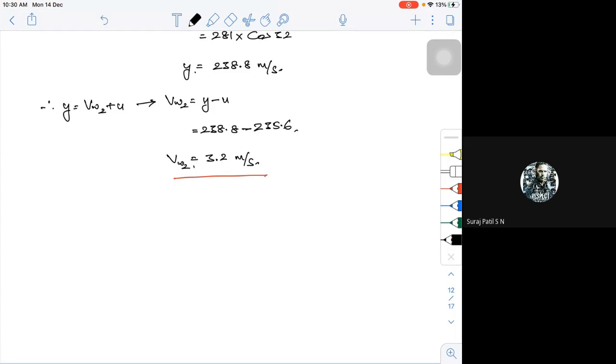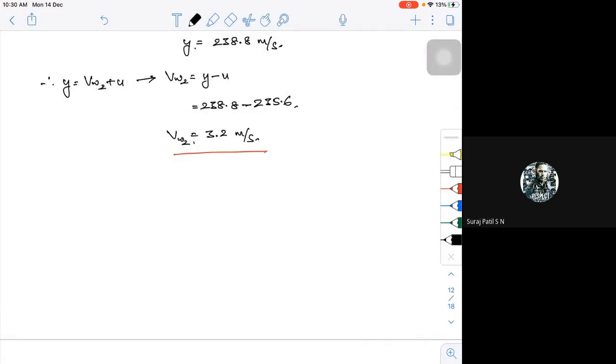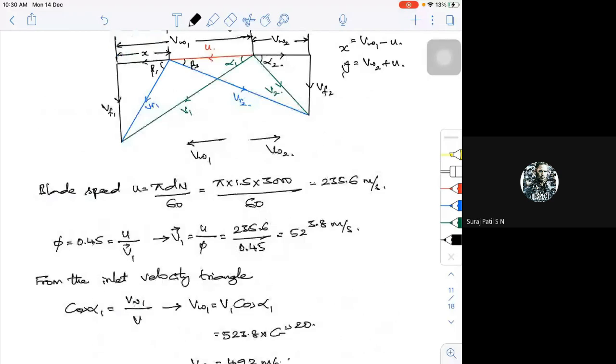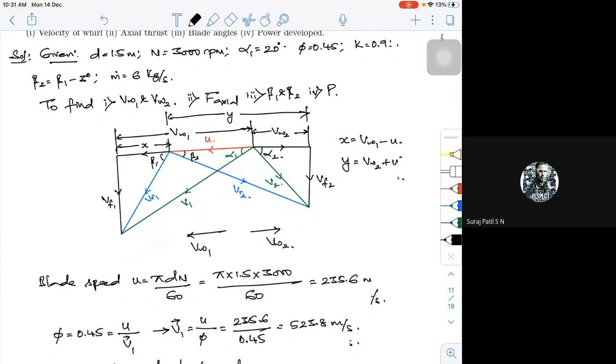Now, for this actually, sin beta 2 is equal to VF2 divided by VR2. If you look into the velocity triangle, sin beta 2 is equal to VF2 divided by VR2, or VF2 is equal to VR2 into sin beta 2, I can find the corresponding VF2. Because I need that VF1 and VF2 to find the axial force. If you want to find the axial force, you need both of those actually. Otherwise, it's difficult for me. So I need to find that VF2.